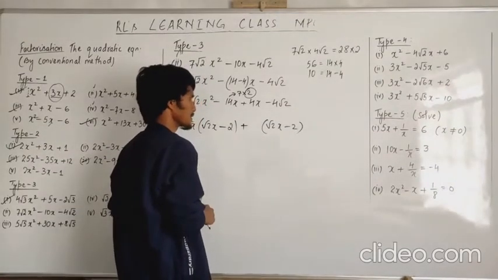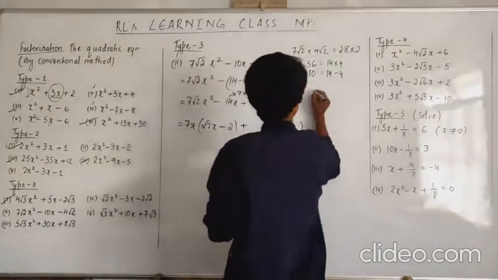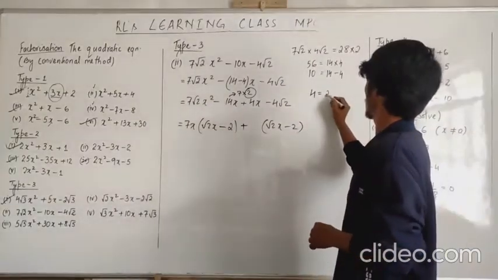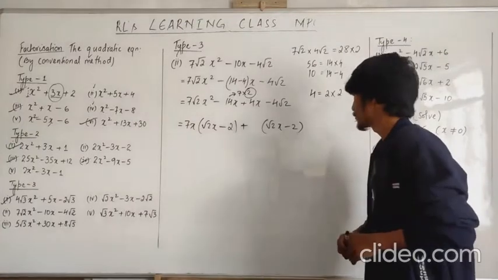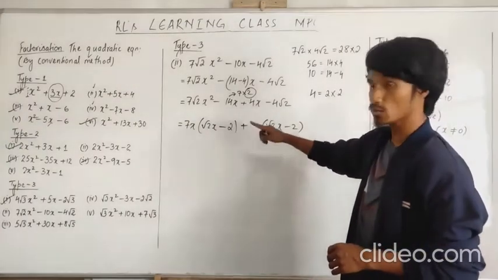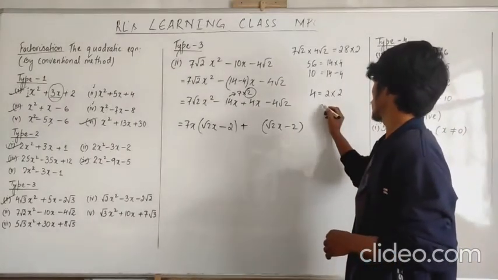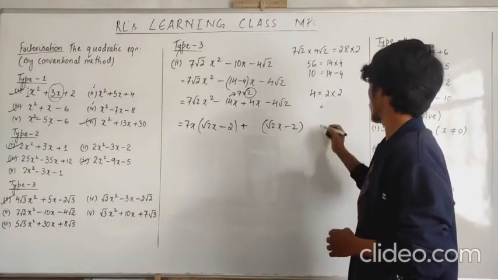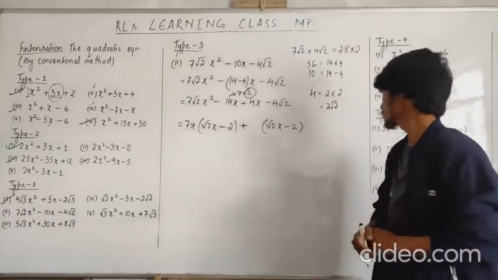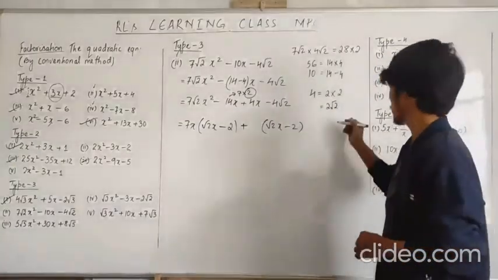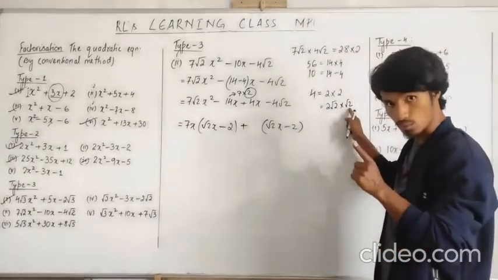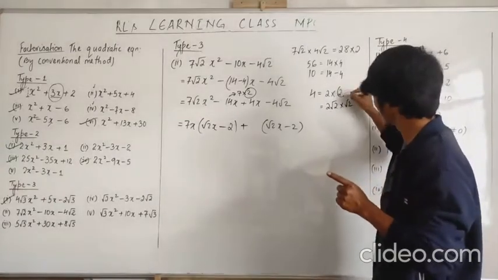Then I can do this. This 4, I can split it like this: 2 into 2 is 4. But I cannot put here 2, because 2 into root 2 will be 2 root 2, but here is 4. Then I can write like this: 2 root 2, and I can put this root, then again I put root. Now root 2 into root 2, 2. Root 2 into root 2, 2.